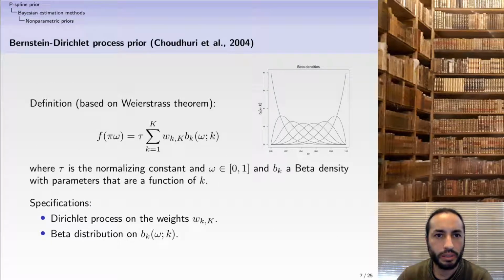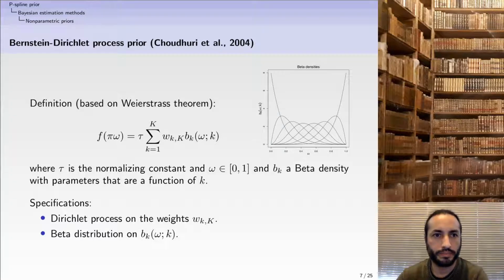The first prior is the Bernstein-Dirichlet process prior. This prior is based on the Weierstrass theorem, which says that a mixture of beta densities with certain parameters can approximate any continuous density on the interval 0, 1. So this prior is a mixture of k beta densities, where k is variable, which implies that the dimension of the parameter space is variable. Rather than putting a prior on the weights w, whose dimension changes with capital K, the weights are assumed to be induced by a Dirichlet process prior.